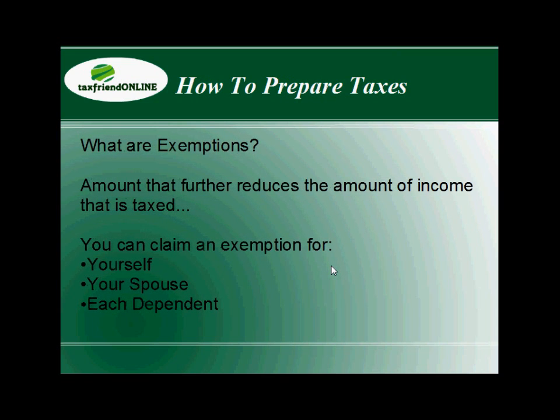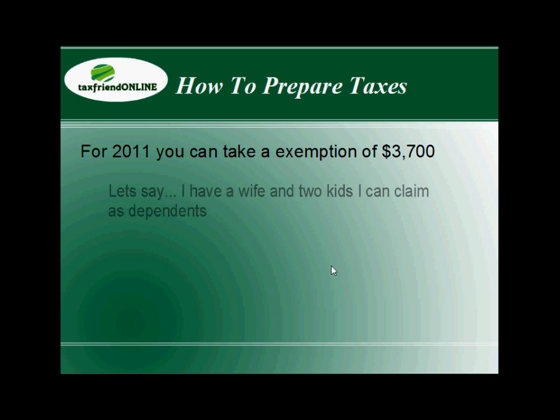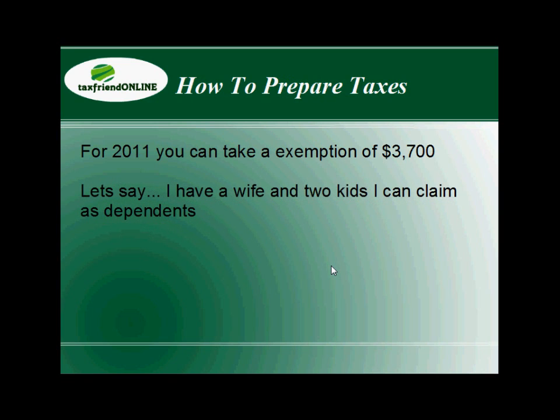So what are exemptions? Exemptions are amounts that further reduce the amount of income that is taxed. So you can claim an exemption for yourself, your spouse, and each dependent. In 2011, you can take an exemption of $3,700. So let's say I have a wife and 2 kids that I can claim as dependents. That comes out to a total of 4 exemptions. One for myself, for my wife, and for my 2 kids.